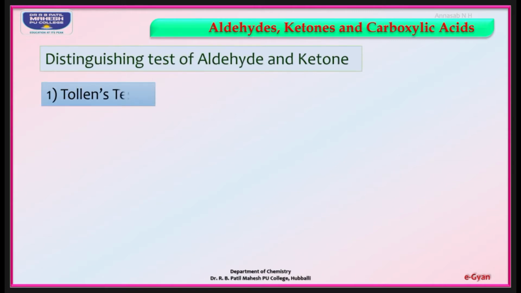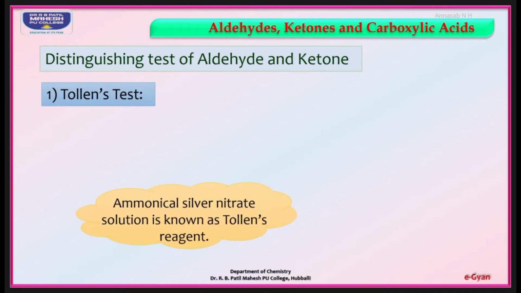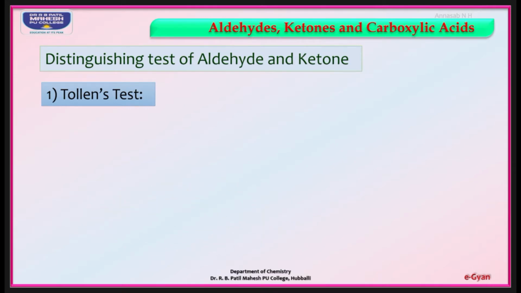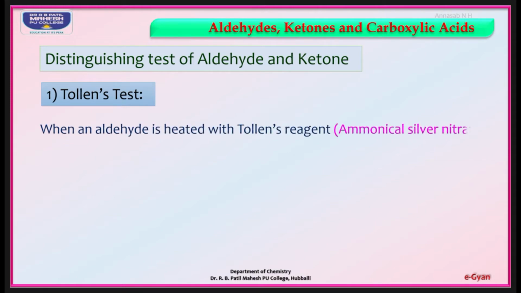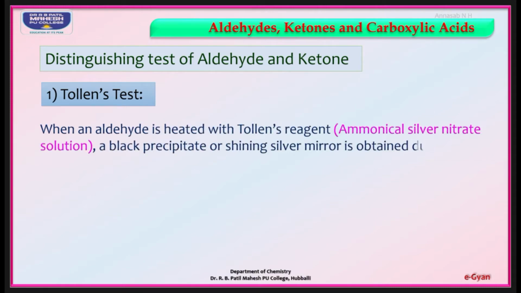First test is Tollens test or Tollens reagent test, which is the most important and characteristic test for aldehydes. The Tollens reagent is ammoniacal silver nitrate solution. Please remember this one. When aldehydes are heated with Tollens reagent, that is ammoniacal silver nitrate solution, a black precipitate or shining silver mirror is obtained due to the formation of silver metal.